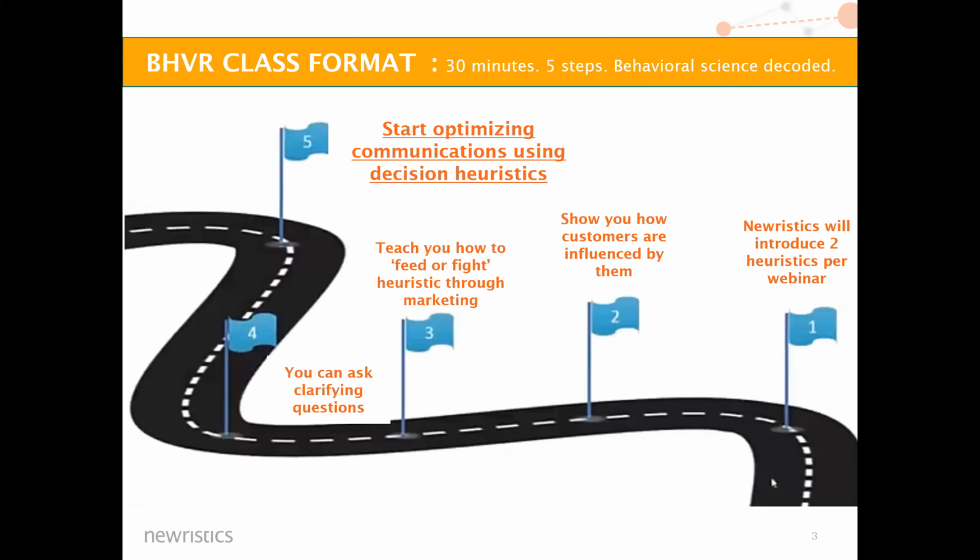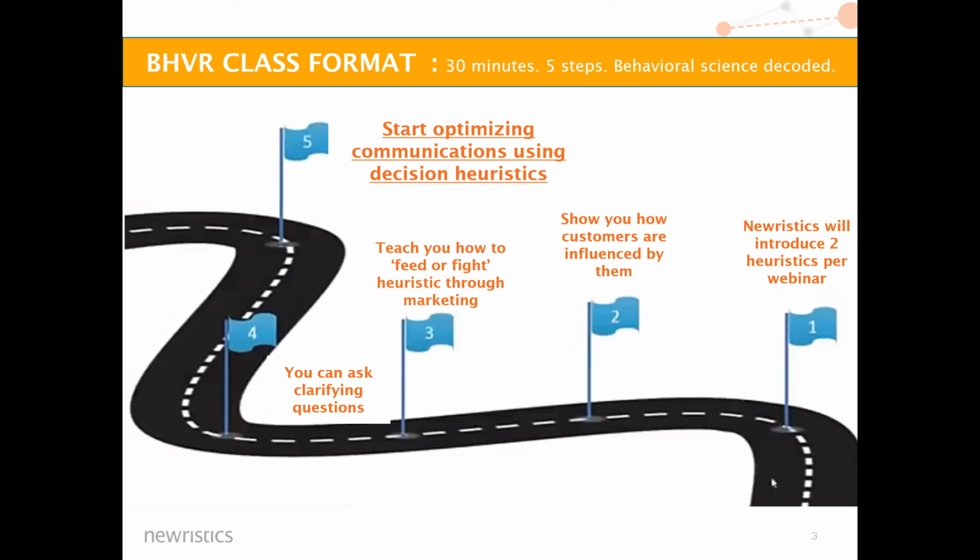Just very quickly, we already talked about how we'll cover 2 heuristics or biases in each 30-minute class. We'll show you how those heuristics are used. The entire class is taught by using examples. So we'll use examples from different medical conditions or different disease states, how physicians or patients are influenced by that heuristic or bias, and how they make somewhat irrational decisions as a result of using that heuristic. We will teach you how to feed or fight that heuristic depending on your brand and your marketing strategy.